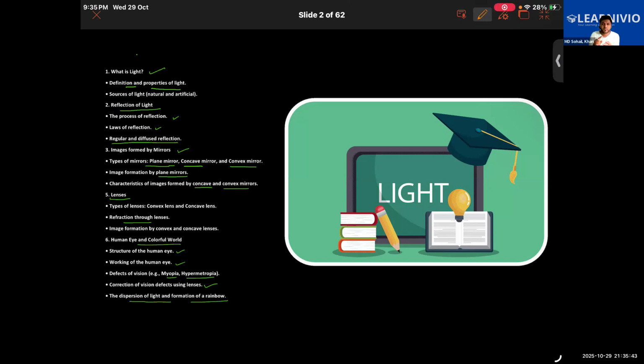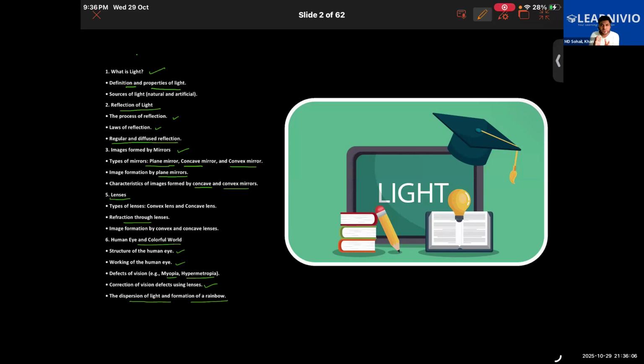Then we have learned about various phenomena associated with light, that is, respectively, reflection. What are the laws of reflection? What are the different types of reflection? How are images formed by mirrors? What are the different types of mirror, and what is an image, and what are the different types of images? Respectively, they are virtual image and real image. How are they different? We have discussed.